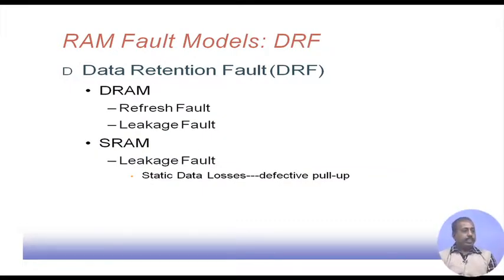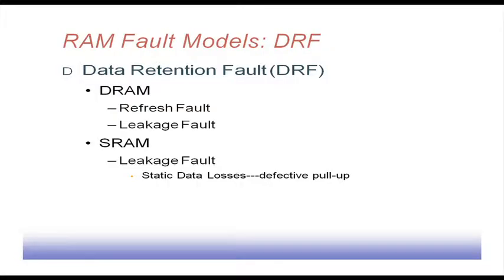Then there is data retention fault. Data retention fault, basically for SRAM, arises because we have got leakage, as in SRAM there is no refreshing. The back-to-back inverters are connected to form the SRAM cell. There may be other designs also available, but essentially the bit that we are going to store is stored by means of some feedback mechanism between transistors. So, they are actually holding the value. Now, due to leakage, these transistors may lose the logic level. That is the static data loss, the leakage fault for SRAM.